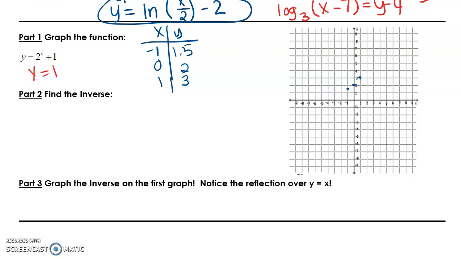It looks like this function is going to have a horizontal asymptote at y equals 1. Remember, our horizontal asymptote was equal to that vertical shift. So let me do my best to put that on the graph. And then I'm going to draw in my exponential function. So it's going to look something like that.